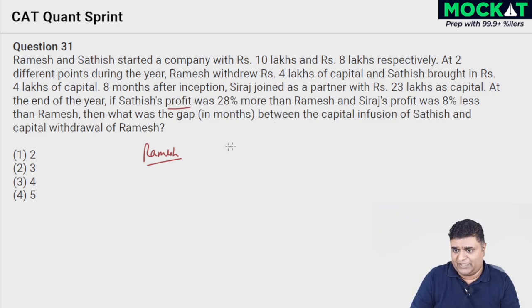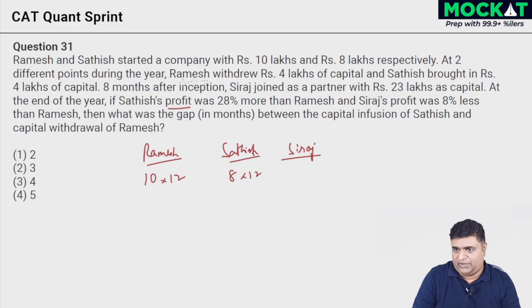some percentage in terms of profit is given, comparison. Okay, Ramesh, Satish and Siraj over here. Forgive the handwriting. So you have 10 lakhs, assuming 10 lakhs was there for the entire time period of 12 months. 8 is for the entire time period of 12 months. They started a company. It's not given that it was the start of the financial year, but it's understood, it's implied. Otherwise, you won't be able to solve this.